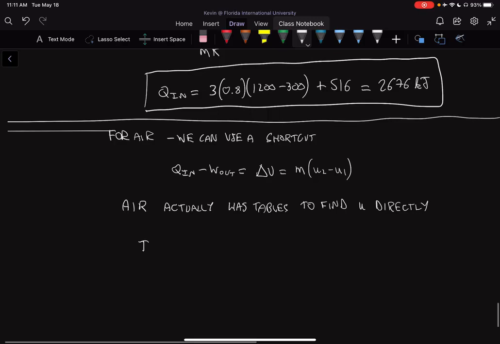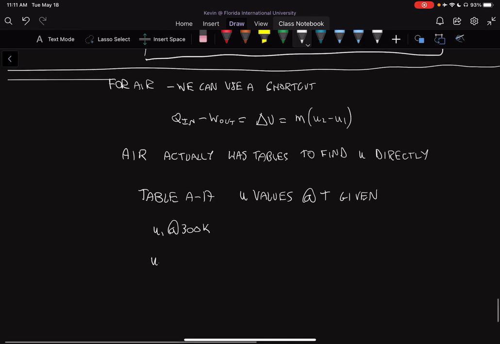So if you go to table A17, you will see that in table A17, we can find U values at temperature given. So we know that, for example, U1 is at state 1. State 1 is at 300 Kelvin. So U1 would be at 300 Kelvin. We also know that U2 is at 1200 Kelvin. So we still need to find the temperature for both states in order to figure out our values. But we can go in our tables and find U1 and U2.